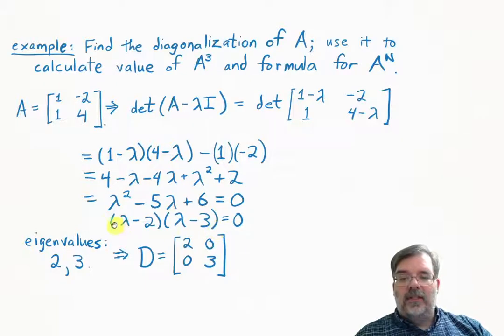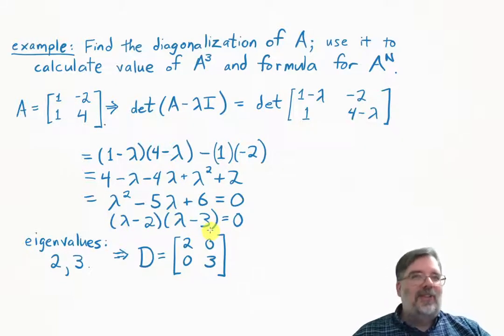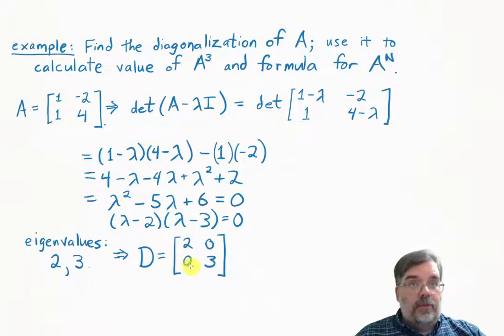And fortunately, that happens to factor. All these examples are chosen so that they factor nicely. When that factors out, that tells us the eigenvalues will be 2 and 3. And then that information tells us that this is our diagonal matrix. It has the eigenvalue 2 followed by the eigenvalue 3. So we're about halfway there.